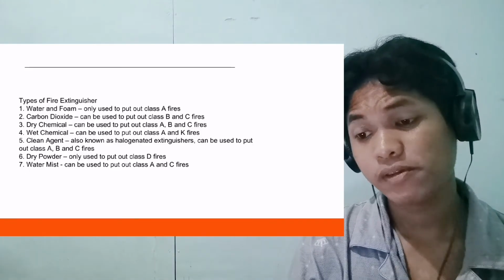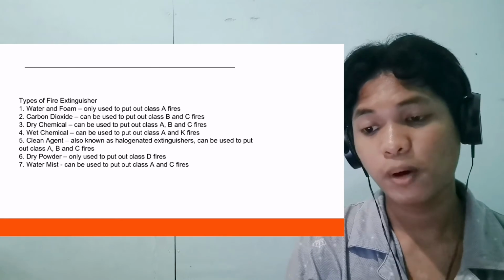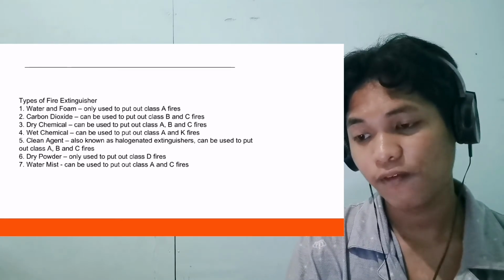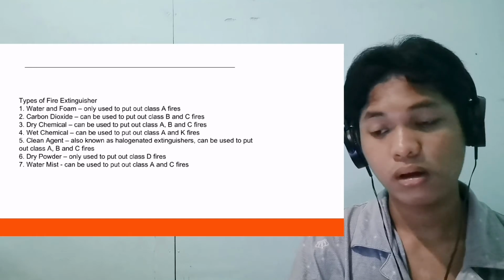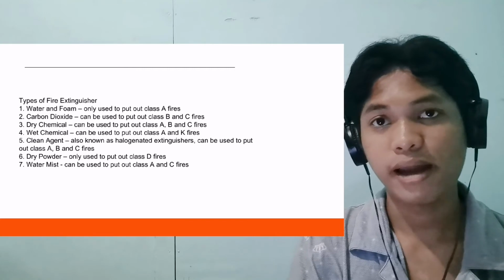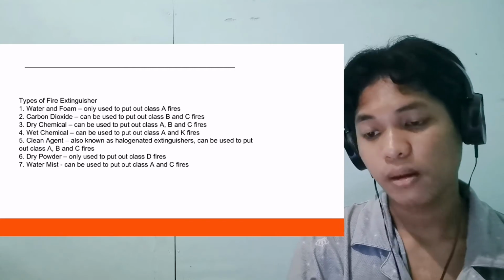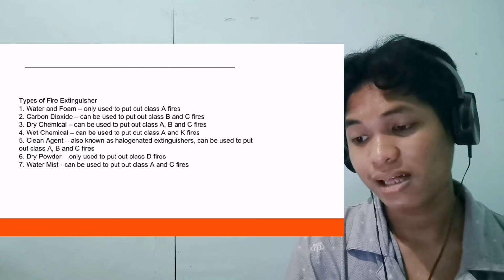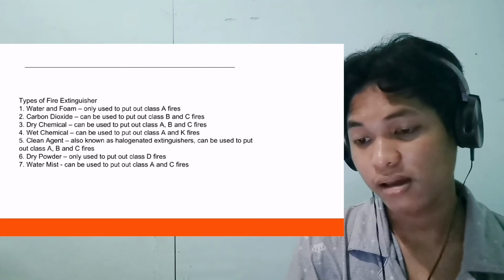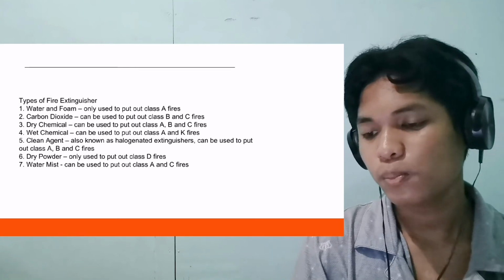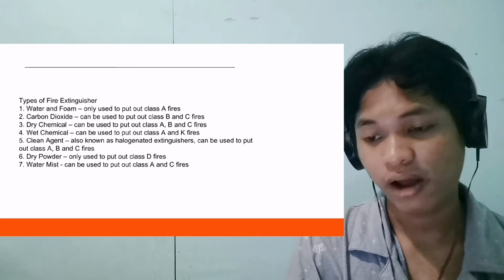So these are the types of fire extinguisher. Number 1. Water and foam, only used to put out Class A fires. Number 2. Carbon dioxide, can be used to put out Class B and C fires. Number 3. Dry chemical, can be used to put out Class A, B, and C fires. Number 4. Wet chemical, can be used to put out Class A and K fires.